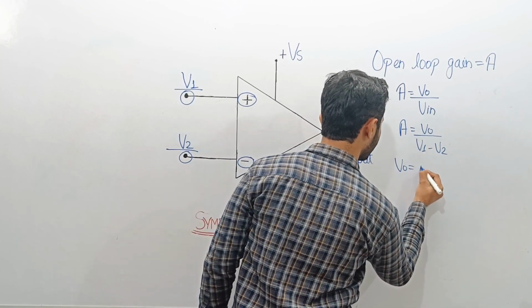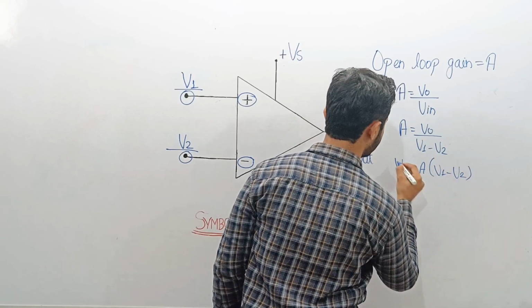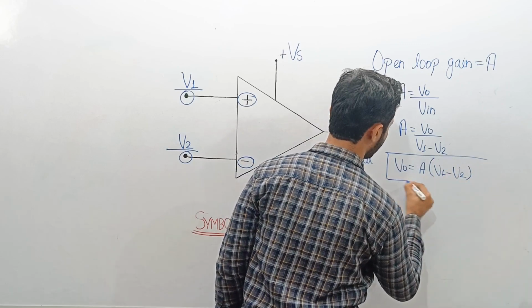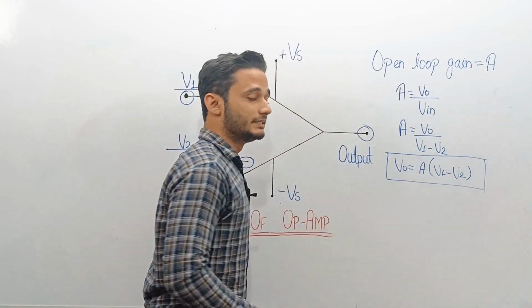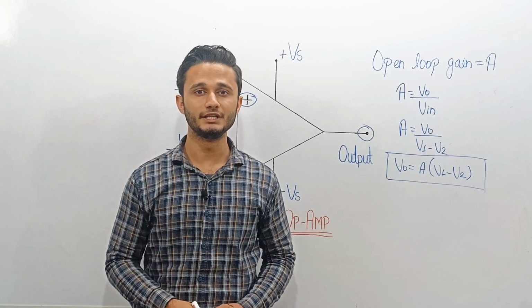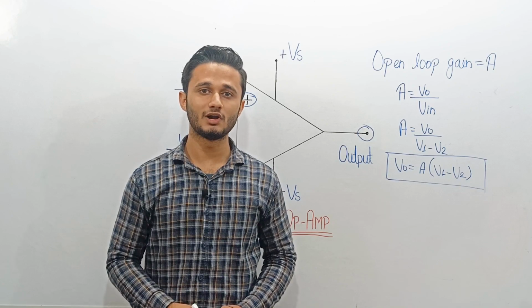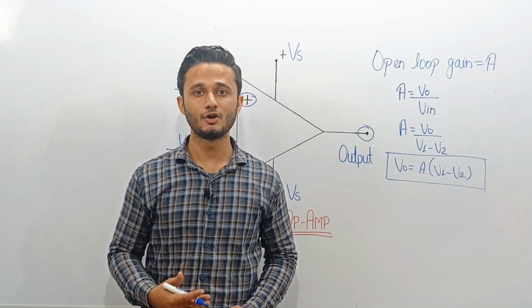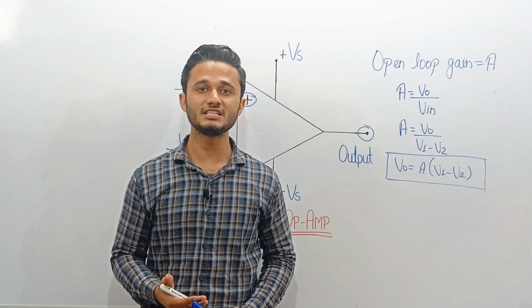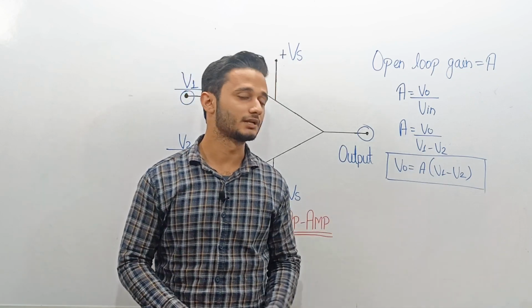From here, we can find out the expression for the output voltage of the op-amp. So, the output of the op-amp is A times the difference between two input voltages. This is the reason why operational amplifiers are also called differential amplifiers, because they amplify the difference between two input voltages, as you can observe from this expression.